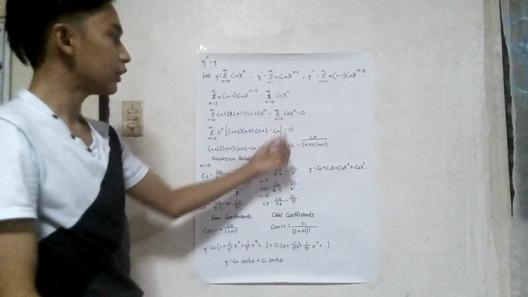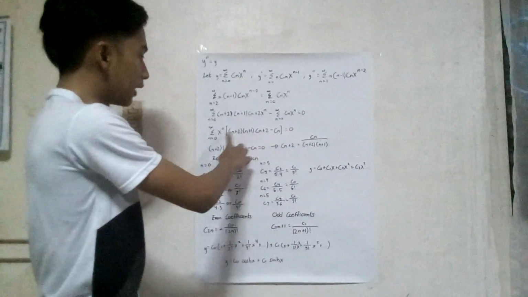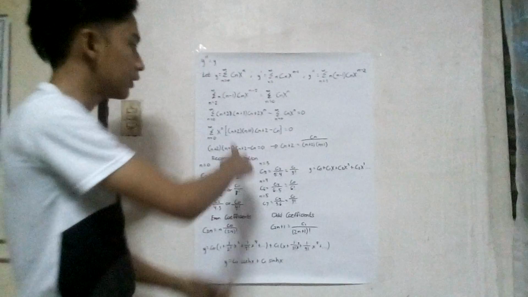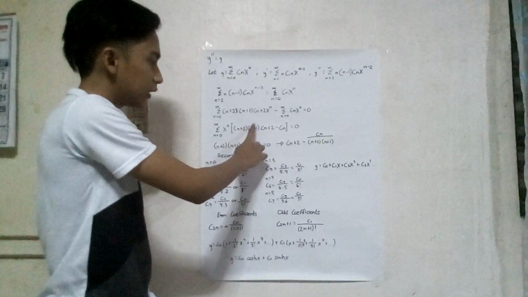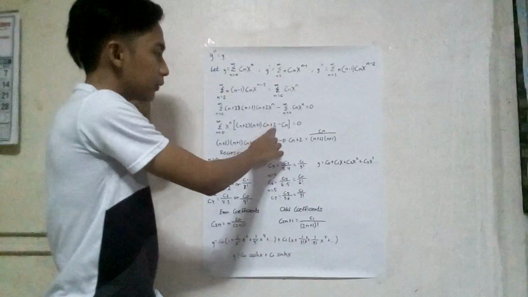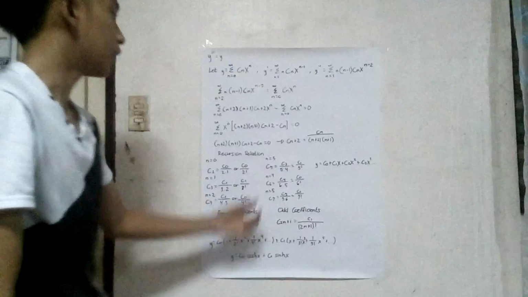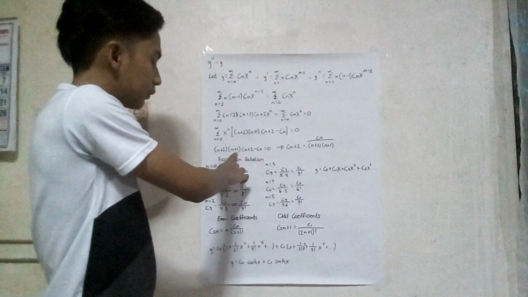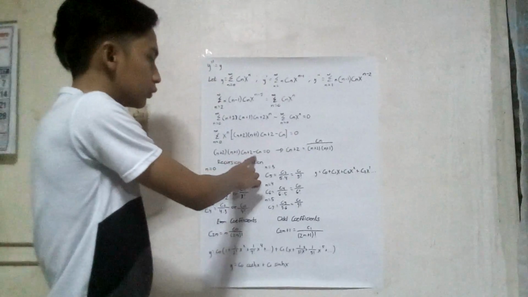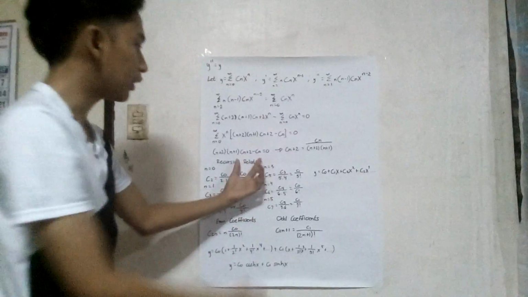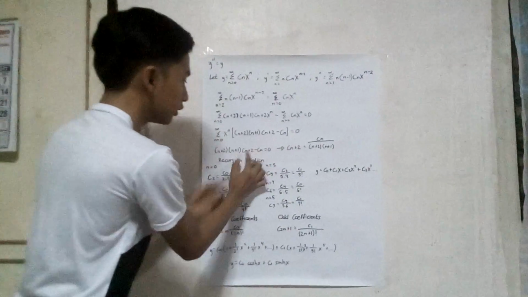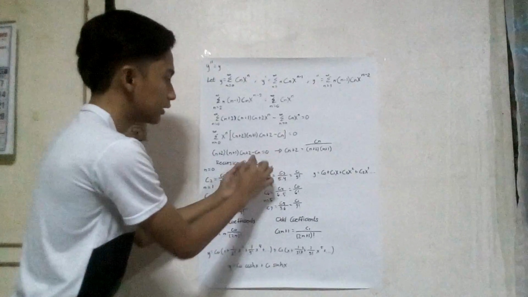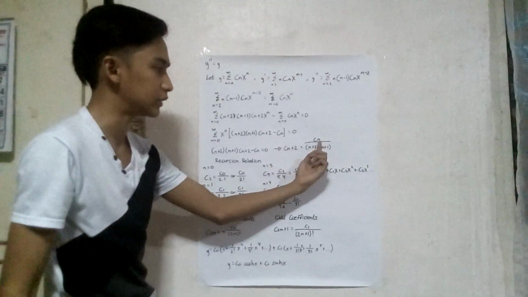And again, by factoring out the coefficients, the answer becomes the summation of x raised to n times n plus 2 times n plus 1 times cn plus 2 minus cn. By having that equation, in order to separate cn plus 2, we transpose the negative cn, so it becomes positive cn.